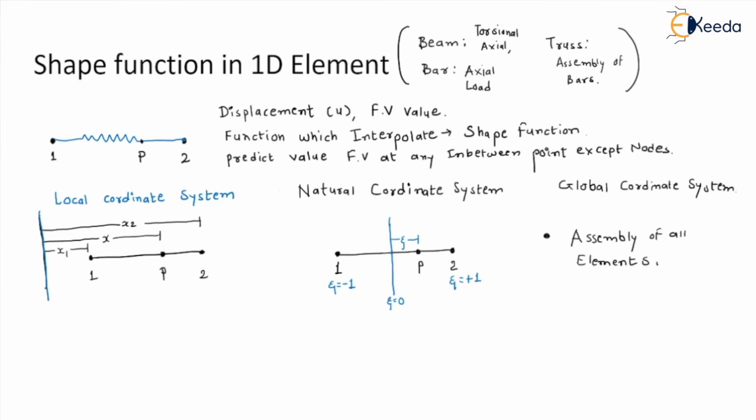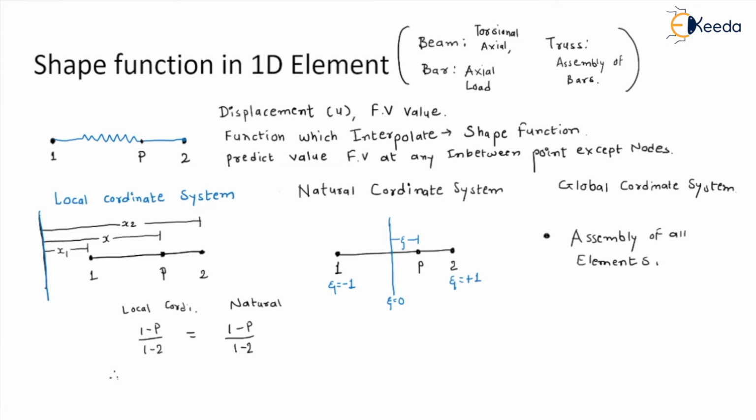Here the common thing is the length. Length remains the same for both systems. So comparing the length in both directions, (1 minus p) divided by (1 minus 2) for local coordinates is equal to (1 minus p) divided by (1 minus 2) for the natural coordinate system. So the length will remain the same.